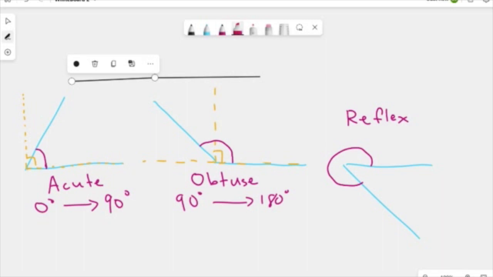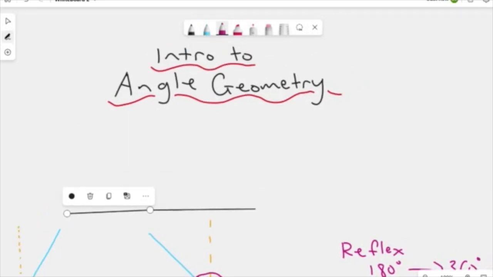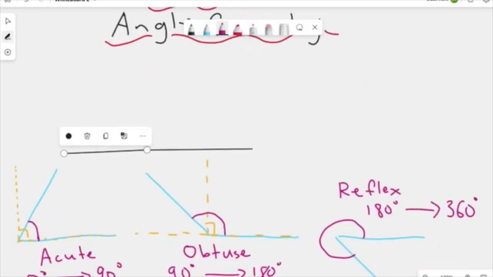You can see this thing that I've drawn is on the outside still. We're no longer looking at this little bit inside here. So once again, reflex angles we can write go from 180 to 360. Now, these are our three initial angles that we're going to talk about in our intro to angle geometry.